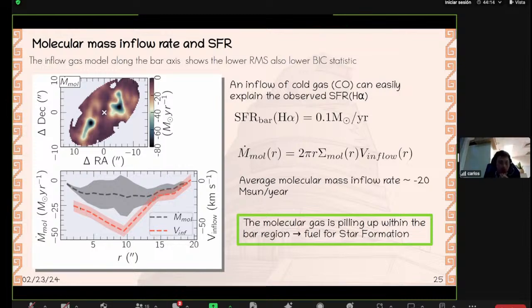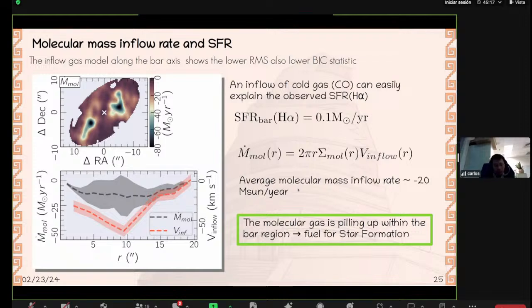This inflow velocity goes from around minus 50 kilometers per second to 0 kilometers per second, right? This is the radial profile. And with this radial velocity, we're able to estimate the molecular inflow rate, which is observed here in gray colors. So the average mass inflow rate induced by this inflowing motion is of the order of 20 solar masses per year. And in the top panel, I show you the 2D maps associated to this mass inflow rate, because the surface density is a 2D map, and the inflow velocity is also a 2D map. So basically, we are able to construct a two-dimensional map of the molecular inflow rate.